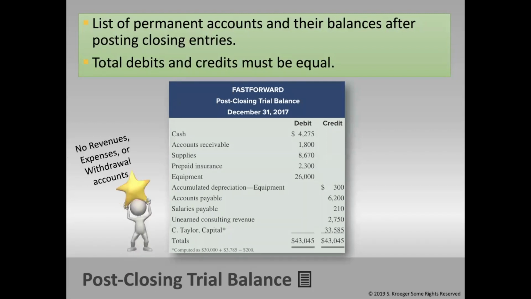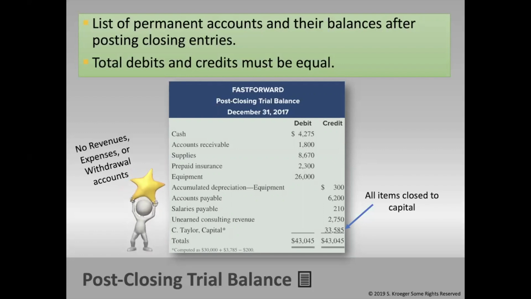As you can see, there are no revenue, expense, or withdrawal accounts, and only the permanent ones are left. All the temporary accounts were closed to capital. All the numbers will be the exact same as they were on the adjusted trial balance, except for capital. Since all the temporary account balances were closed to capital, this number would need to be updated.